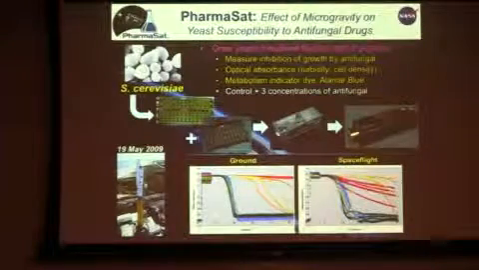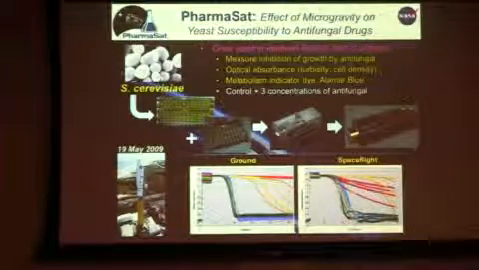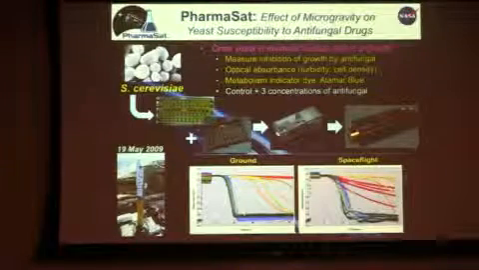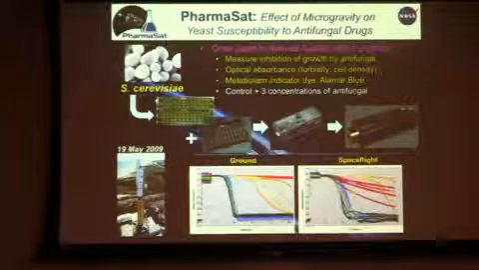Yellow is a medium concentration, right around what people would call the minimum inhibitory concentration of this antifungal drug, and red is the high concentration. And so you can kind of see they cluster in the multiple curves. There's a curve for each of 6 wells here.